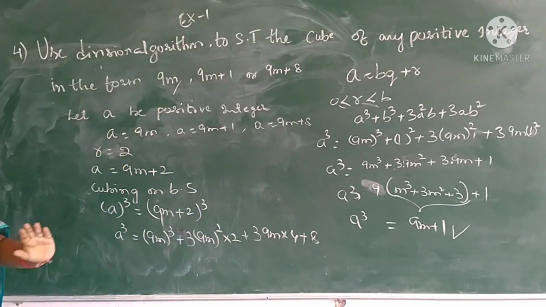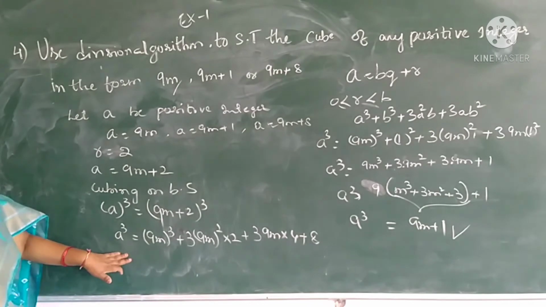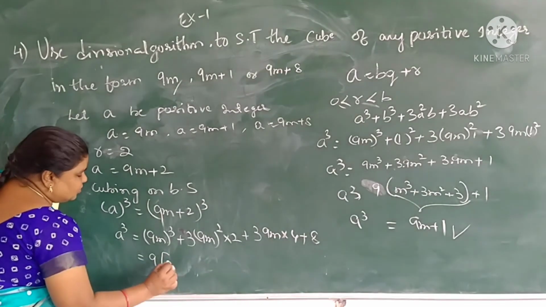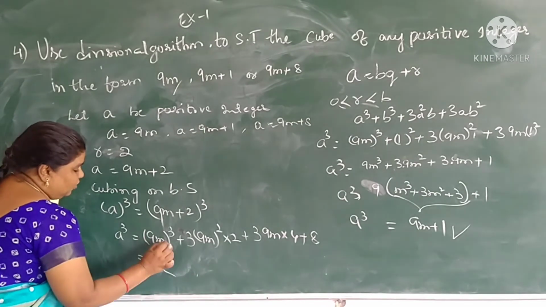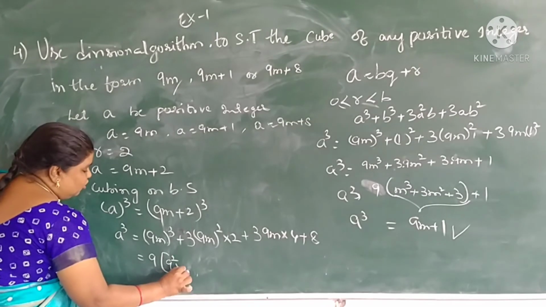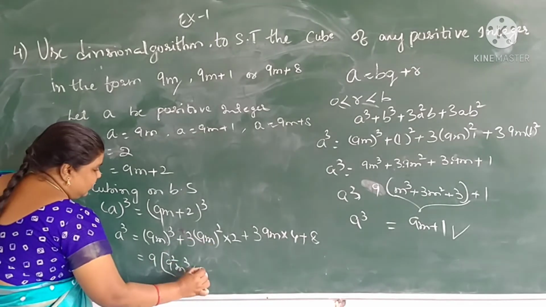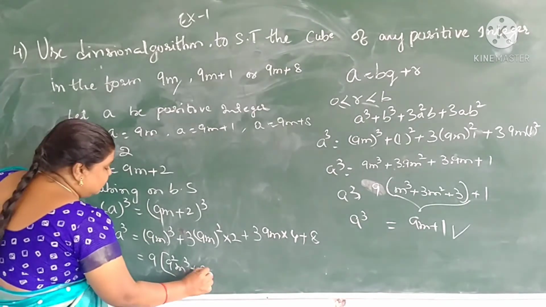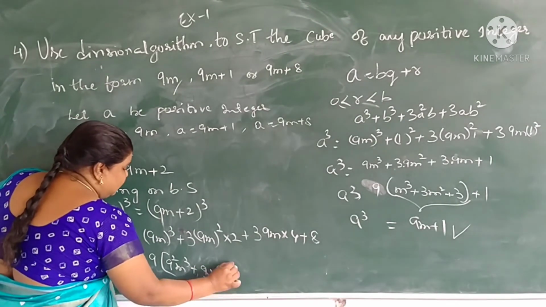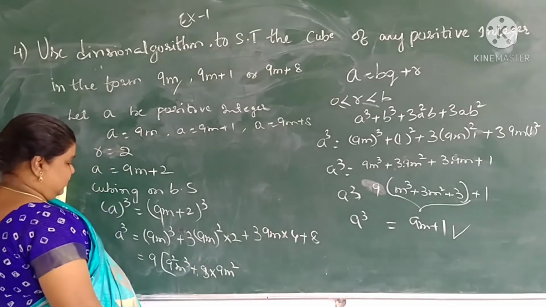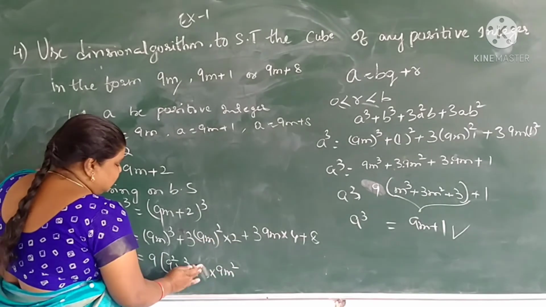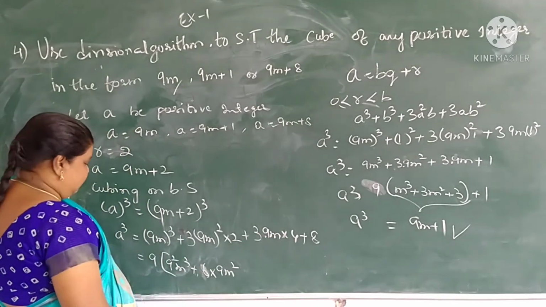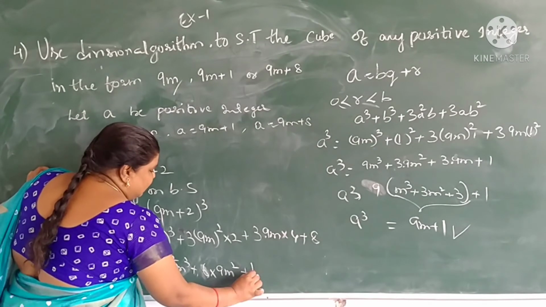Excellent. So you keep 8 aside and from the rest we take out 9 common. So 9 whole cube gives 9 square m cube. Here also taking 9 common, one 9 remains, since squares are there. 3 into 9m square gives 9m square, and 3 twos are 6 will be there. Next, taking 9 common, it will be 12m.